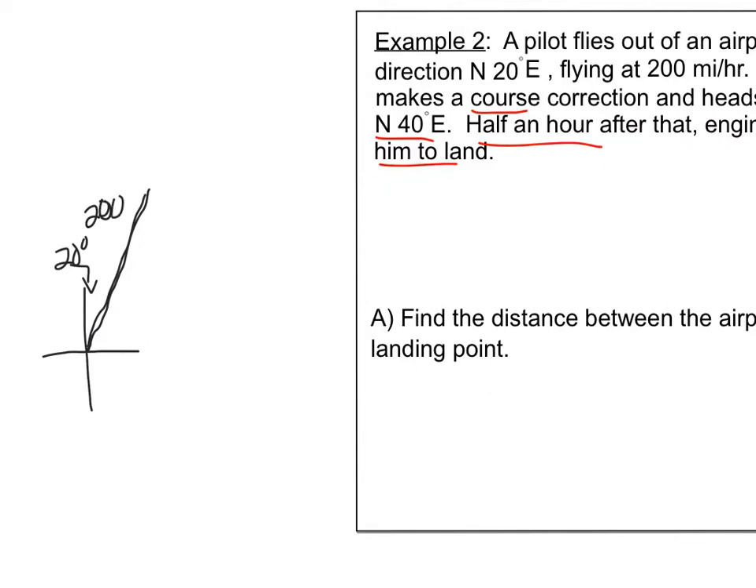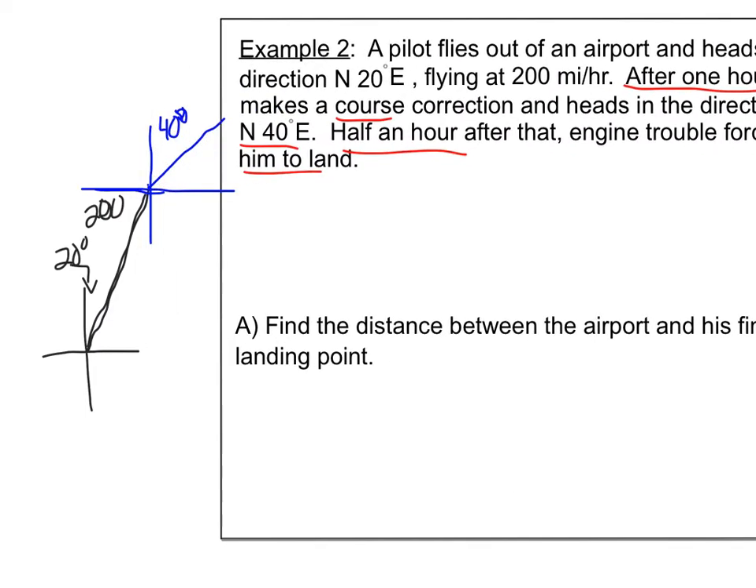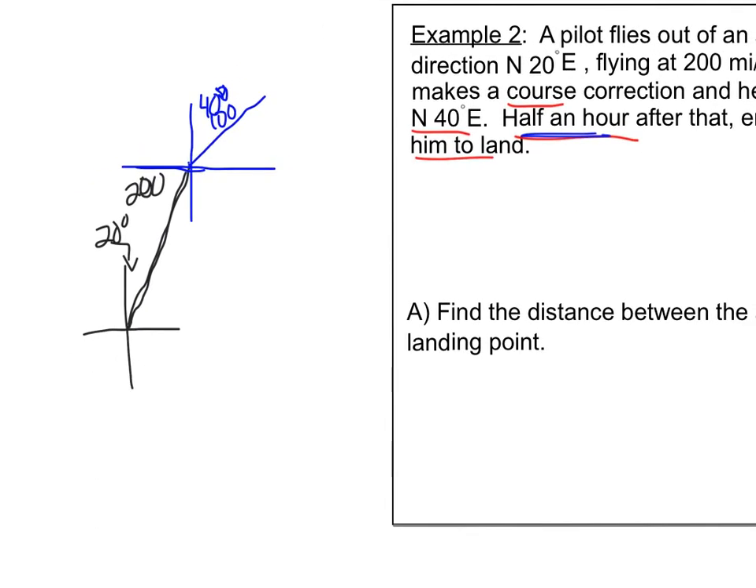All right, then once he flies for that hour, he's got to make a course correction. Now he's going north 40 degrees east, and he does that for half an hour. So half an hour, if he's going 200 miles an hour, that means he's only going to go 100 miles. So as I look, he's gone 200 miles and then 100 miles. And then after that, he's forced to land.